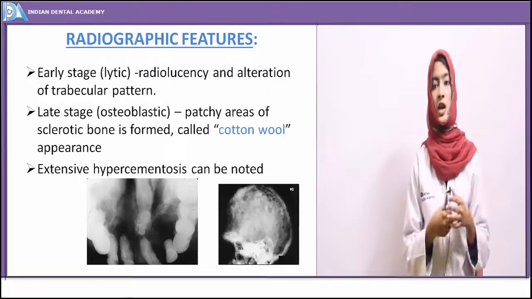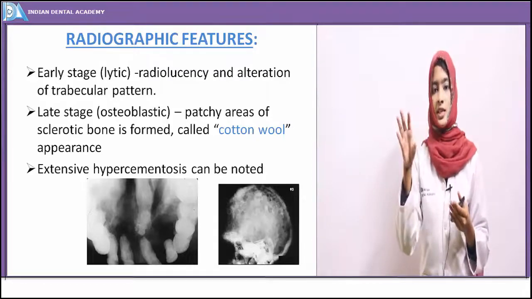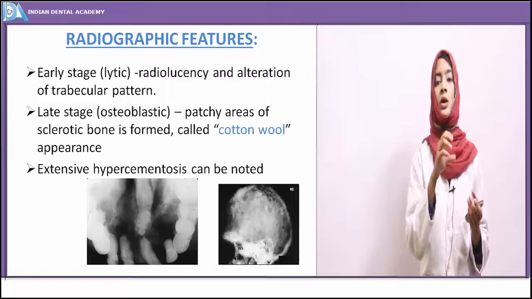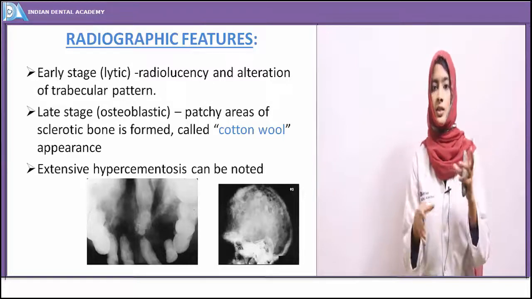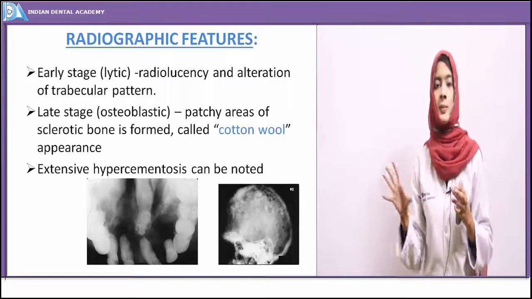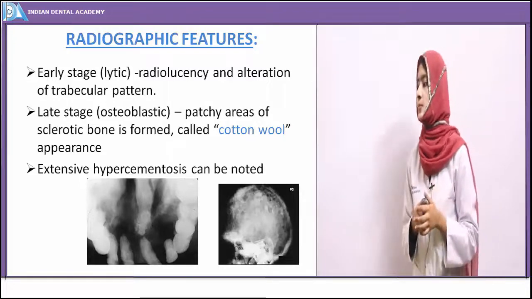When you see a radiograph, few of the areas are radiopaque and few are radiolucent. The radiopaque areas show that the trabeculae are not arranged in a regular fashion. So that gives this appearance of a cotton wool appearance.